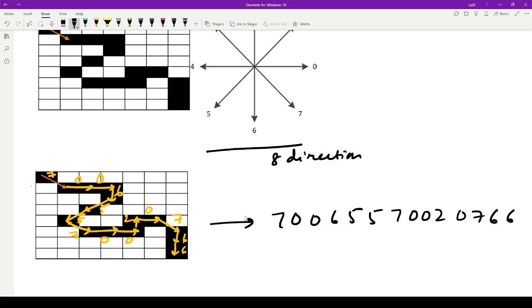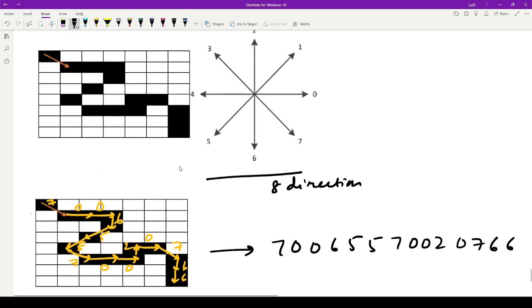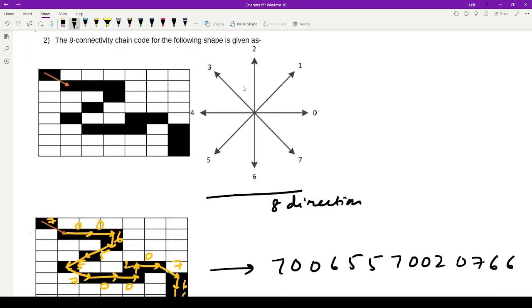Okay, so any doubts in the specific part? It's as easy as you see. There's nothing much to do. Just check the directions and then trace the boundary based on the directions, and just report whatever direction that you see.